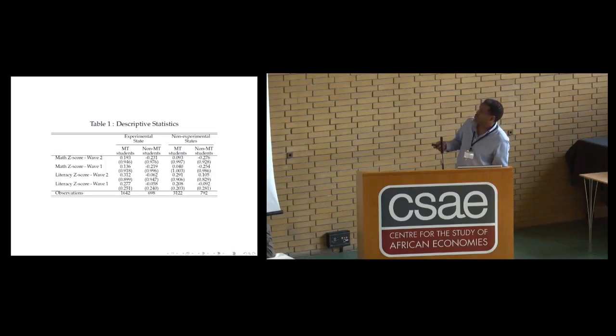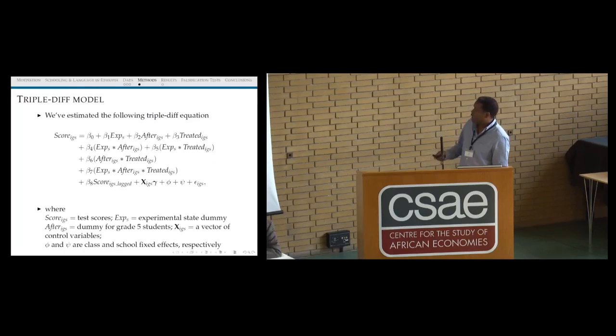Actually, wave 2 is the test administered towards the end of the academic year, but I control for the math D score and literacy D score, which were administered at the beginning of the school year, in order to ensure that I'm estimating a value-added specification. So going back to the triple diff model, I have to take you back and explain a little bit about one specific state which is interesting in Ethiopia and also in this data.